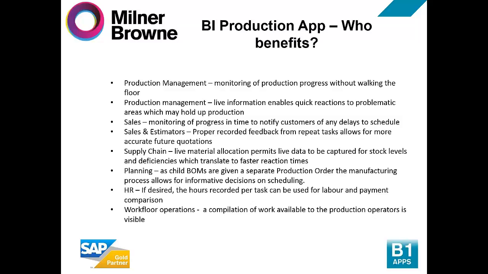The planning, as child BOMs are given a separate production order, the manufacturing process allows for informed decisions on scheduling. So if you have a child BOM, obviously there may be a lead time on the child BOM, and the dependency is once that child BOM comes through, the parent BOM can be manufactured. That will give planning a bit of time to say, right, it's going to take X amount of time to run, based on what the process order tells you, depending on the dependencies that you put in place.